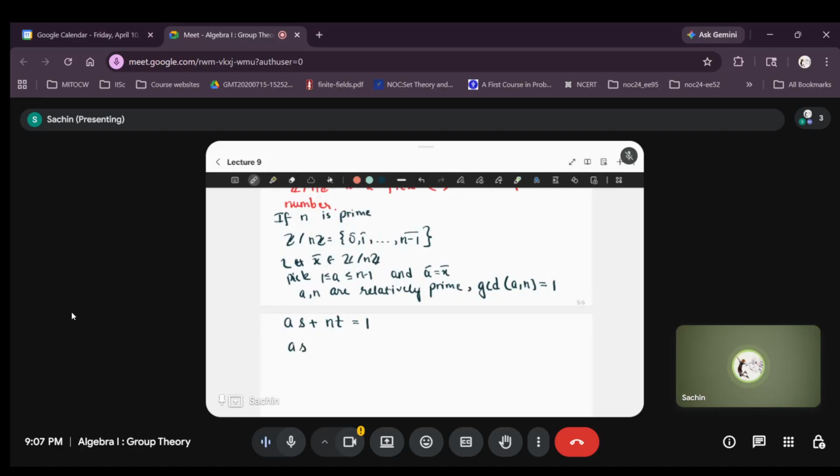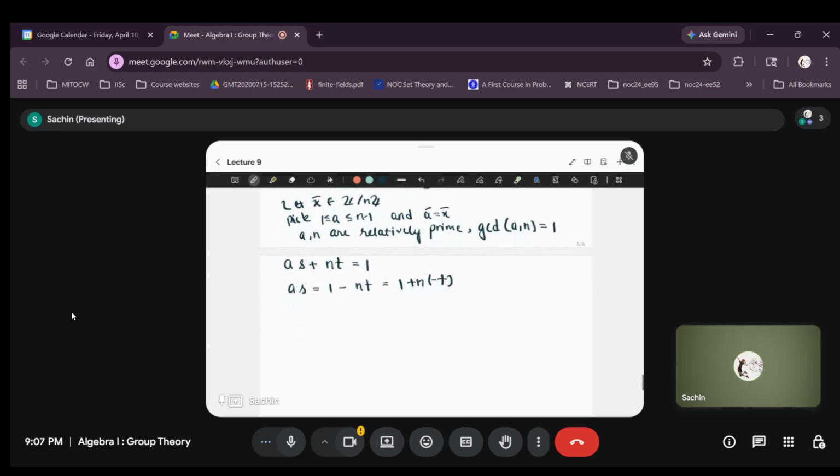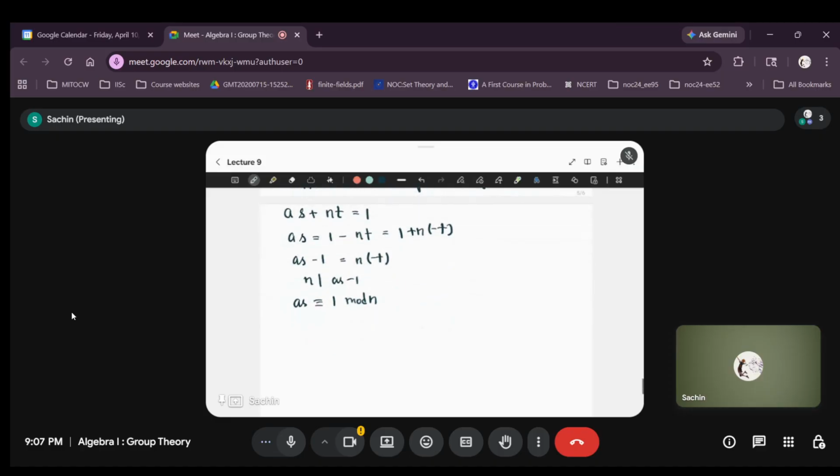This means that as is equal to 1 minus nt, which is 1 plus n times minus t. So as minus 1 is n times minus t, so n divides as minus 1. So as is congruent to 1 mod n, or the class of as is congruent to the class of 1 mod n.